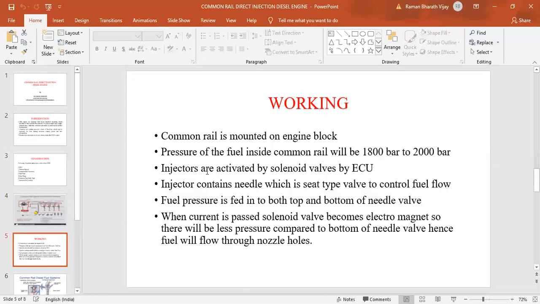Okay. Next, injectors are activated by solenoid valves by the ECU. This injector contains a needle which is a C-type valve to control fuel flow. Fuel pressure is fed into both the top and bottom of the needle valve. So this is about the working. So these last 4 points are about the working. So we will discuss this in the diagram.